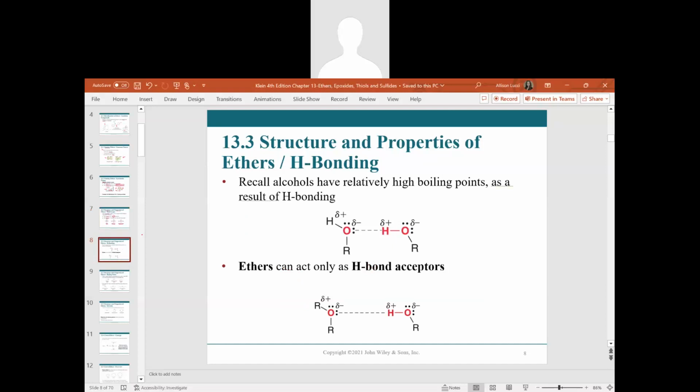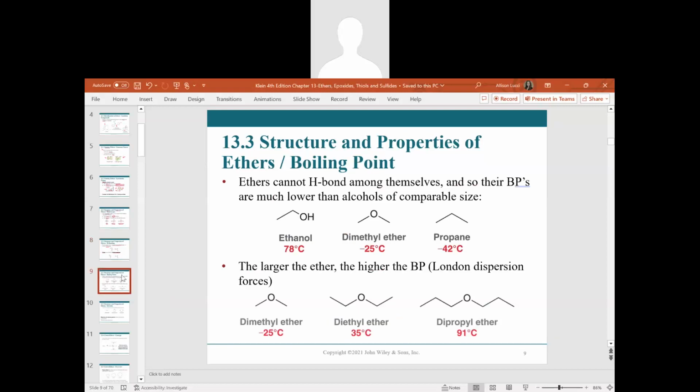Ethers cannot do hydrogen bonding as much as alcohols. We know that alcohols have relatively high boiling points because of this hydrogen bonding, but ethers can only accept as H-bond acceptors. They cannot donate a hydrogen bond like an alcohol. So there's a slight difference between alcohols and ethers in the fact that they cannot hydrogen bond as effectively as alcohols can.